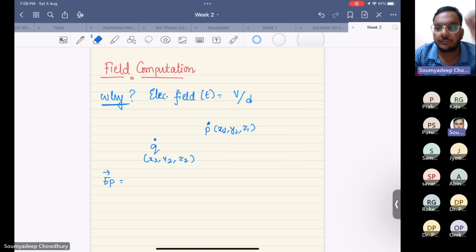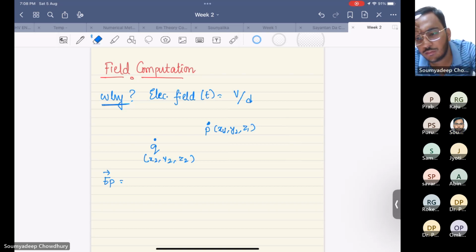Anyone can please tell? What is the electric field? This is a basic class 12 thing. It is P dot Q divided by D squared. D squared means that is a vectorial, that is x1 minus x2 plus x.